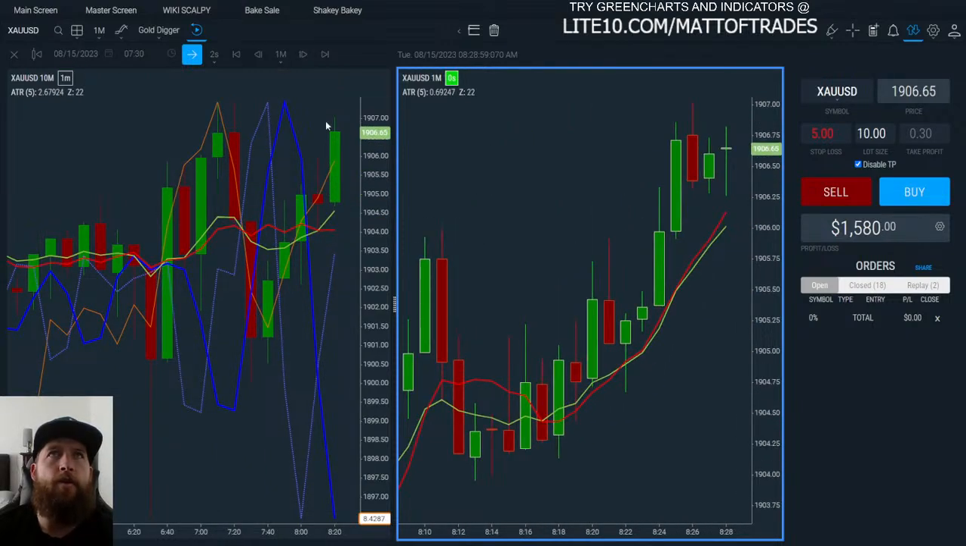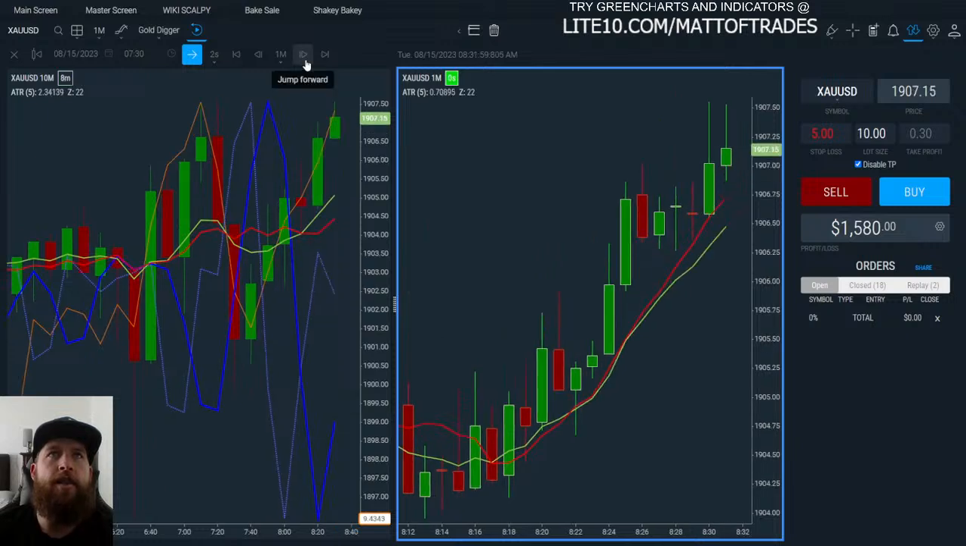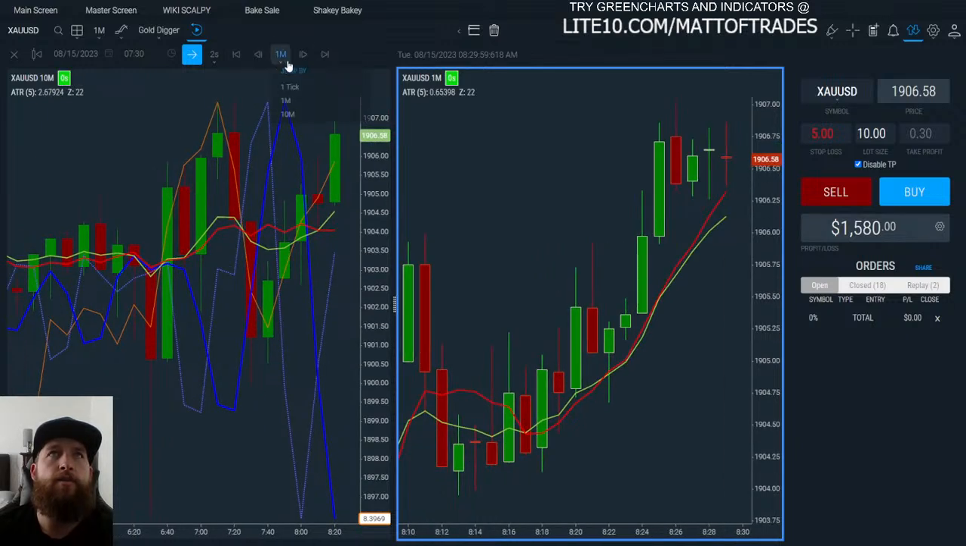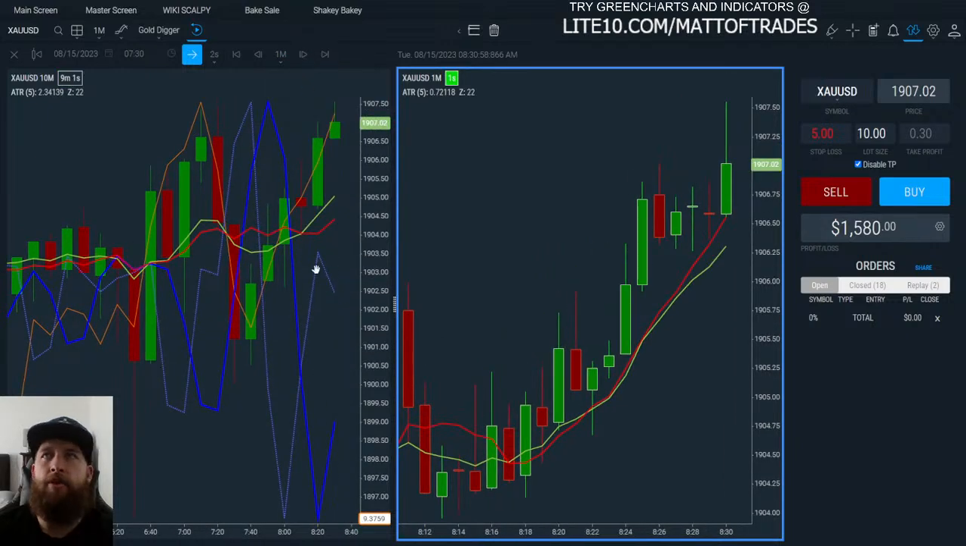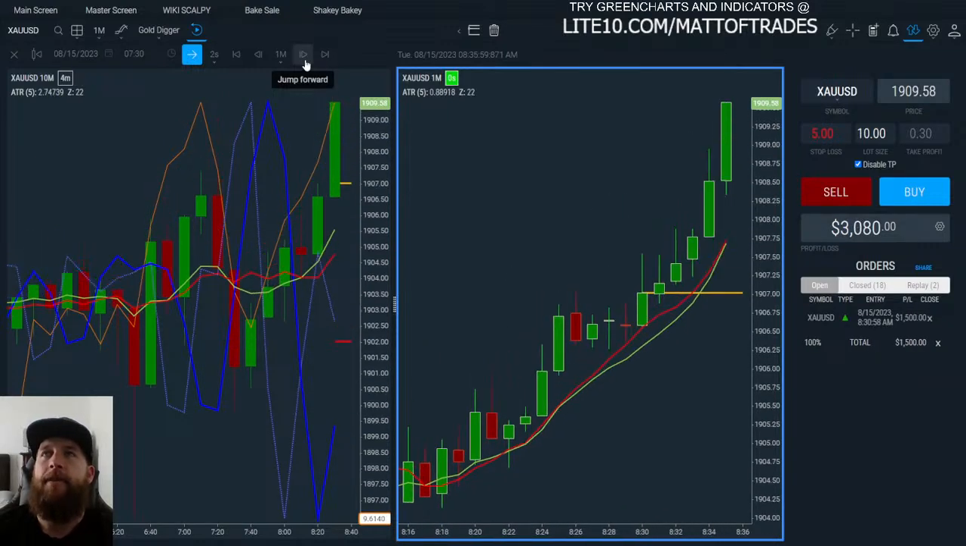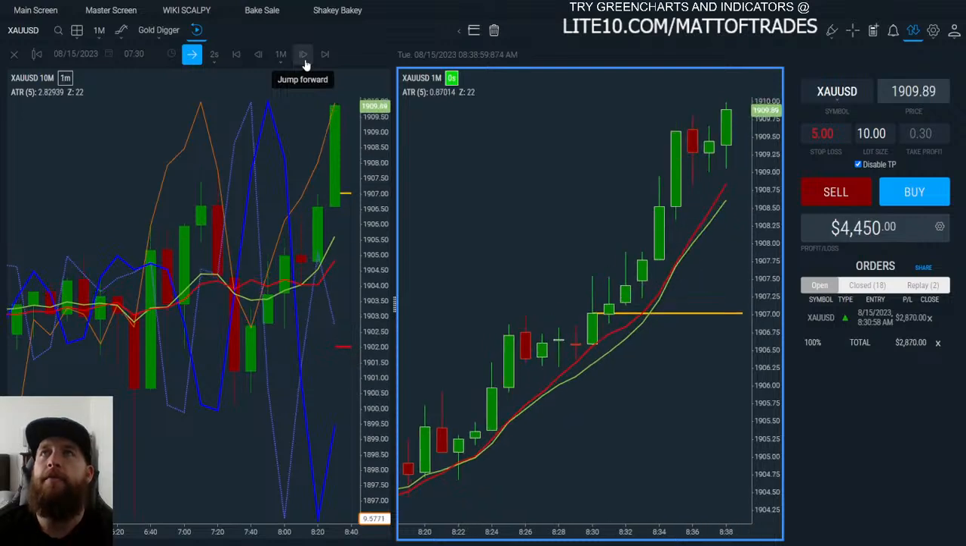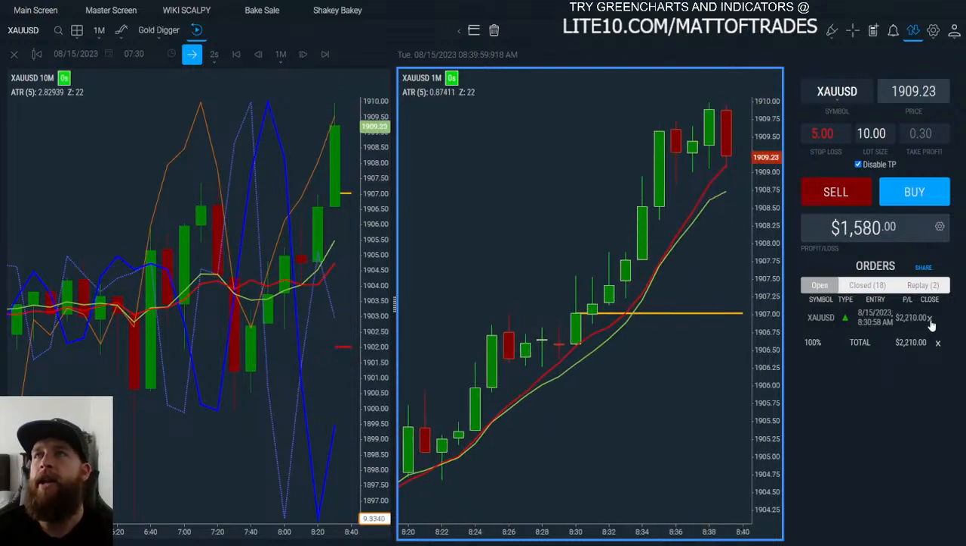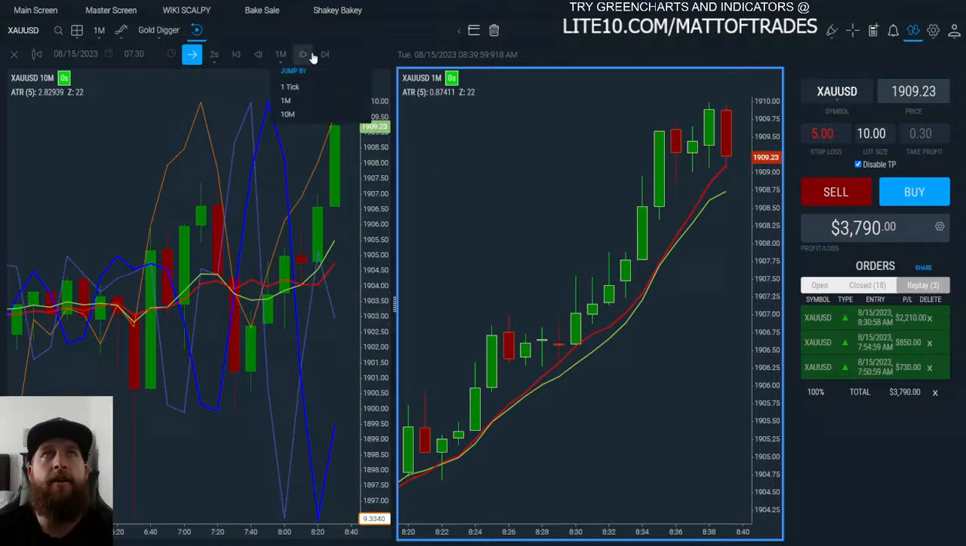Just waiting for this orange line to point the same direction as our thin blue, and now it is. Dotted blue's pointing down. We're good to take a buy here. Here we go. Got a good move. Keep going. Okay, close it out there. So $2,200 just in one trade there.